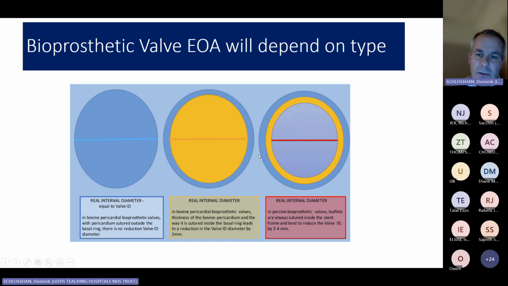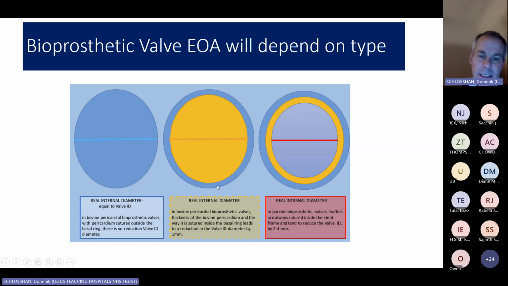This here is just a really simple drawing, just to explain. So this one here is a bovine pericardial prosthesis, with the pericardium outside the ring. So that's like the Trifecta, the mitral flow. So the internal diameter there is the full orifice here. So there's no reduction in the valve internal diameter.